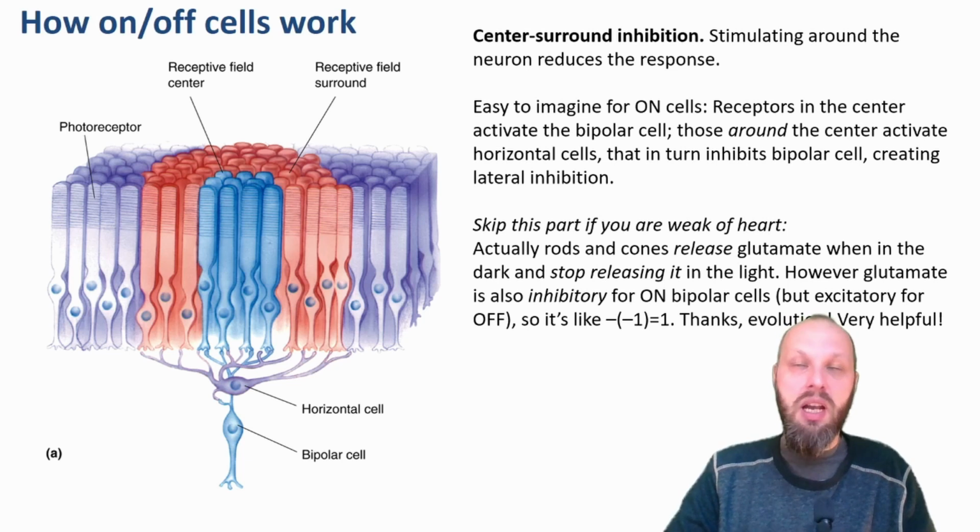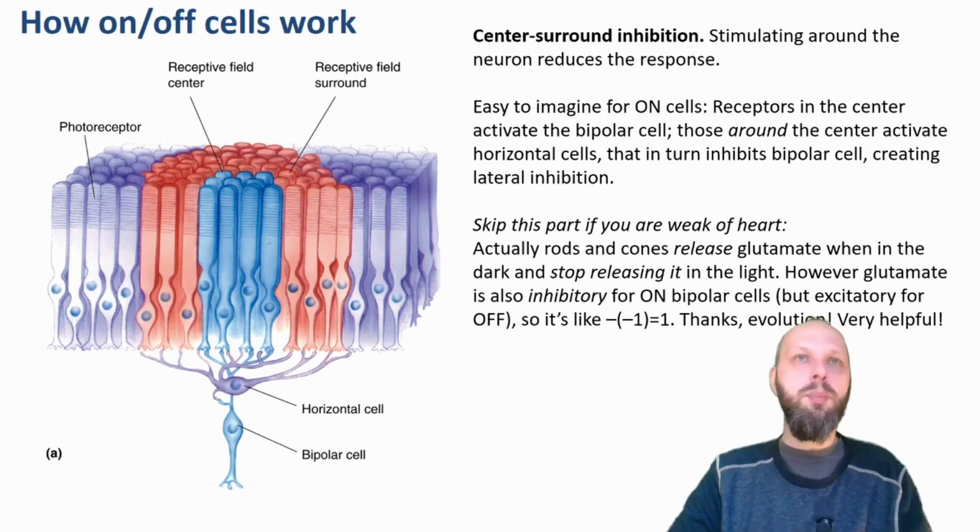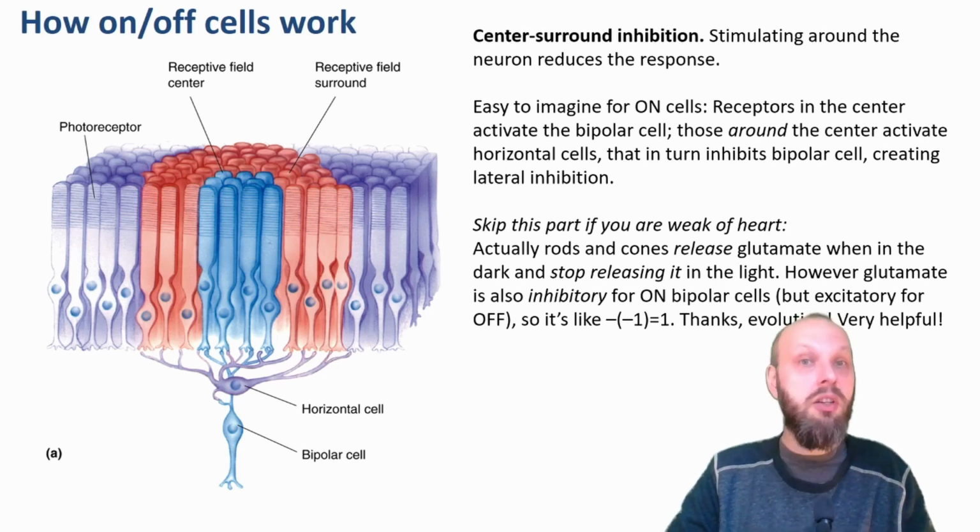It turns out, I almost feel sorry telling you about that, but it turns out that rods and cones release glutamate in the darkness. When not stimulated, they release glutamate. So all the time you lie with your eyes closed in the dark, they release glutamate. When they're stimulated with light, they stop releasing glutamate. Why it is the case, I don't know. It feels like one of those thank you evolution cases where it just doesn't make sense.